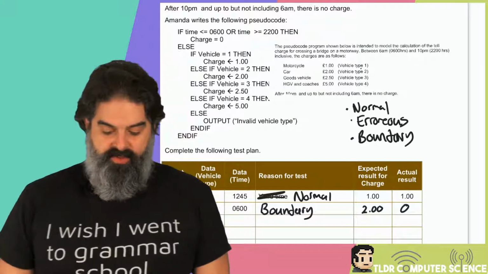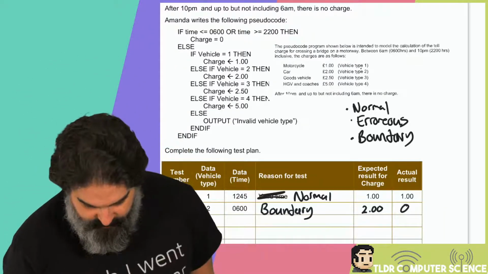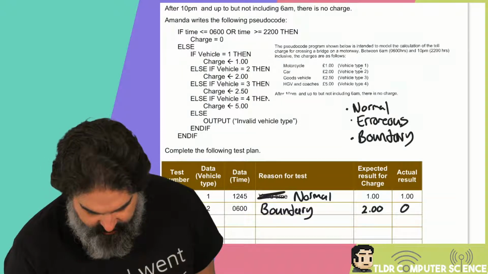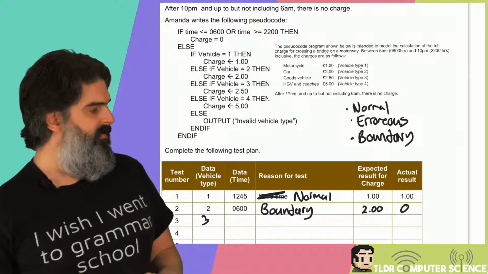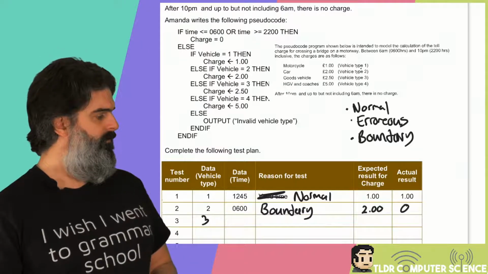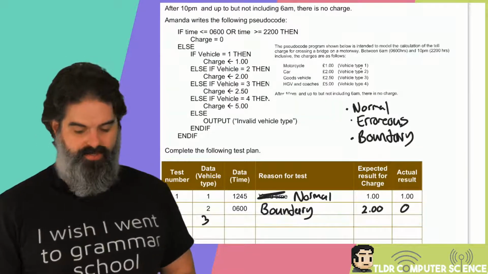We've done a normal, we've done a boundary. Should we test the other boundary? Yes, we should. So I'd say we could test another vehicle, like number 3. And what would the other boundary time we should test be? What's the other boundary time? What do you reckon, guys? What's the other boundary that we could be testing?